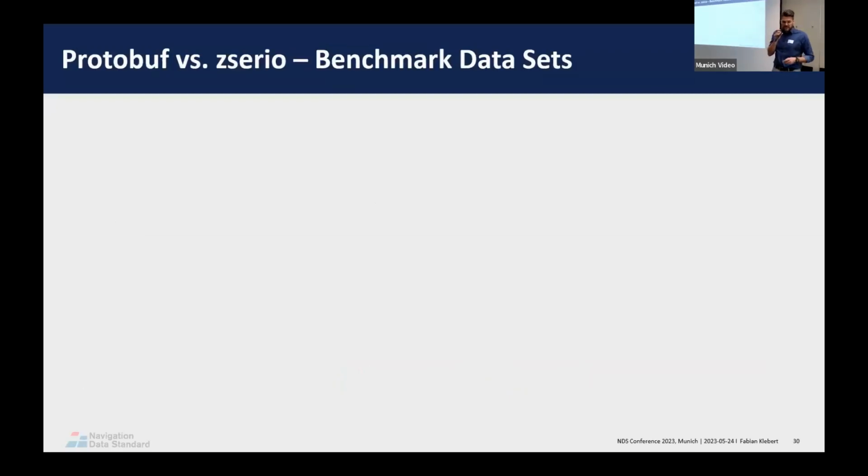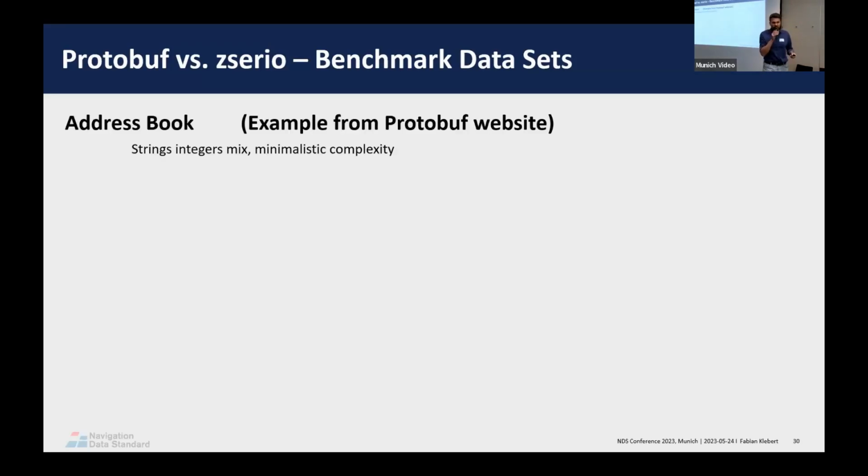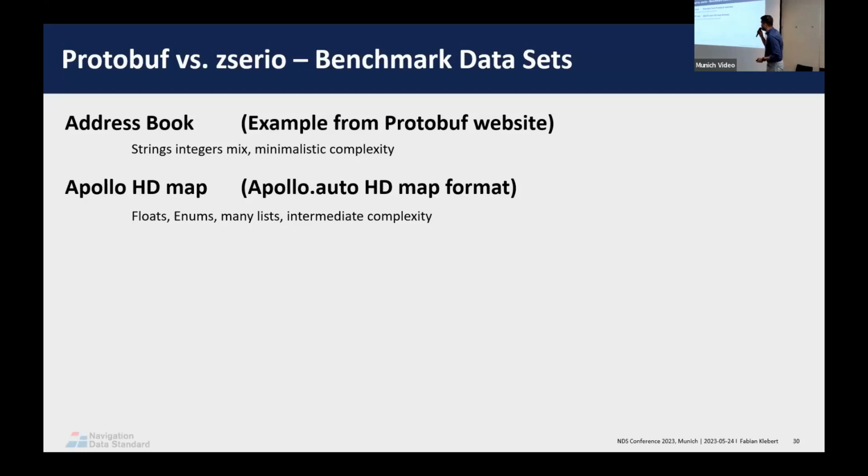When we're looking at data size and encoding and decoding speed, we checked a couple of different data sets, to play fair, using openly available ones. First was the address book, which is the example from the Protobuf website. It's a mix of strings and integers, very minimalistic. There's a name, a phone number, and information on whether it's a mobile phone, home phone, work phone, or something like that. So it is really of minimalistic complexity.